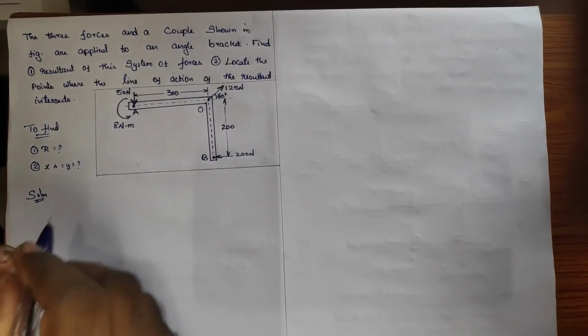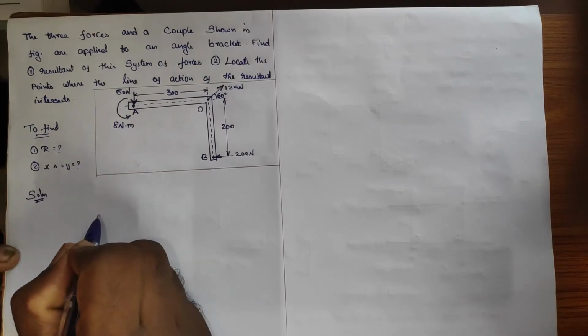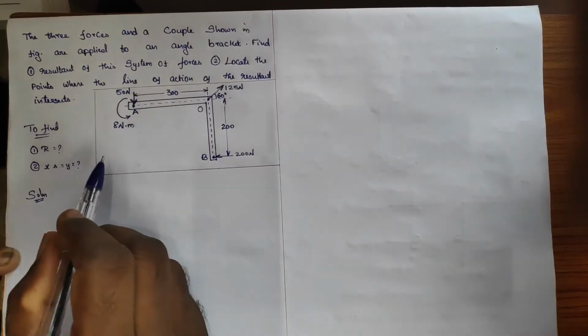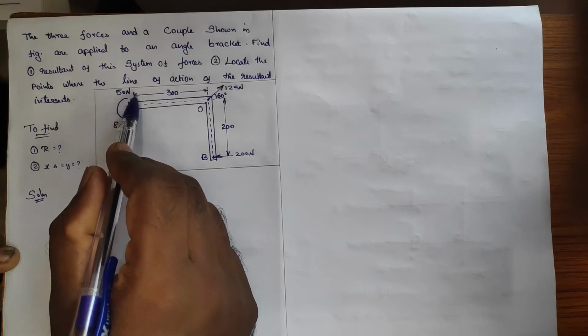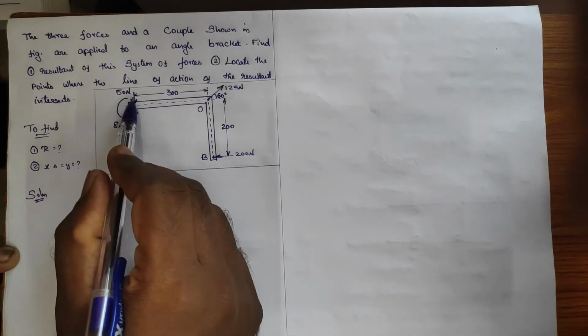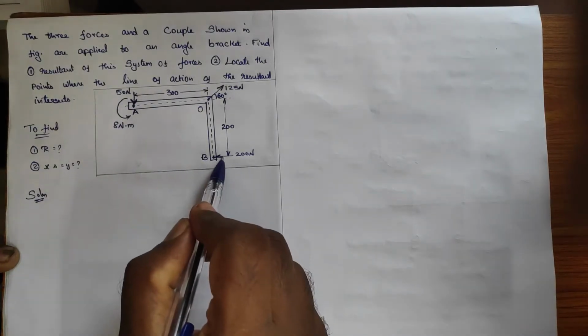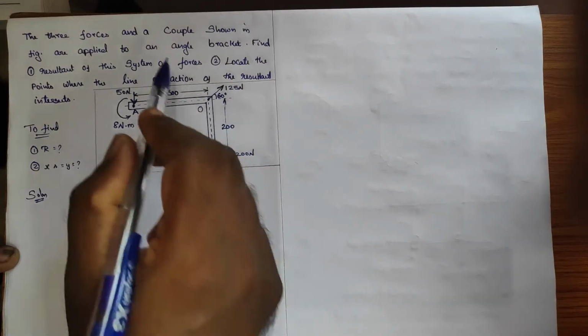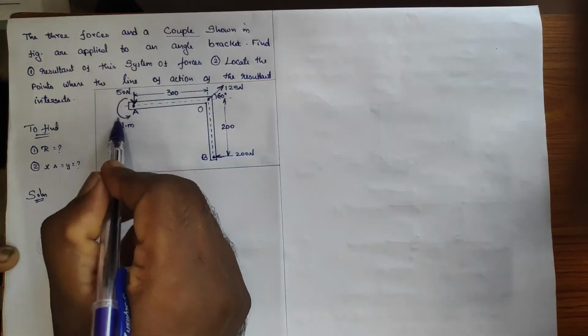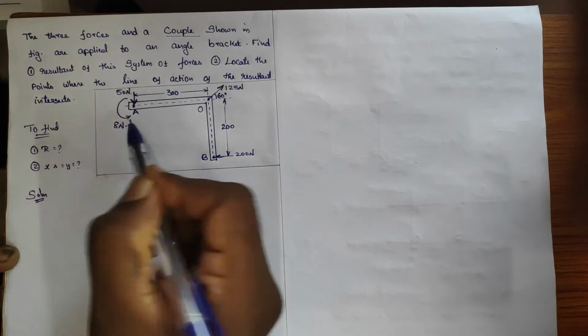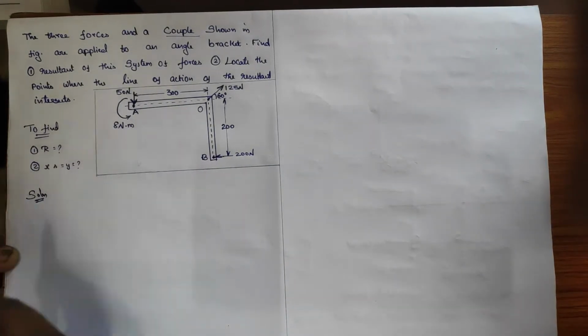In order to solve it, first identify what are the forces acting on the system. Here I said one vertical force, one horizontal force and one inclined force. Along with it, one couple is there. That means a moment is given, which is 8 Newton meter, which is a notable one.